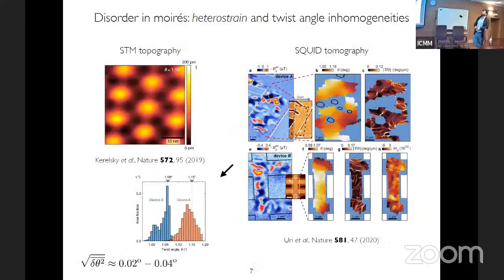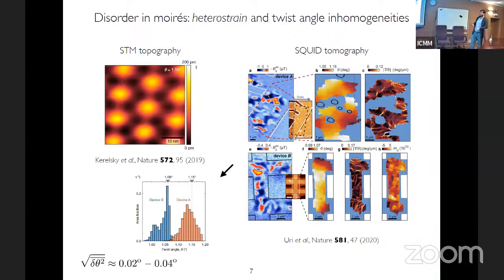And the reason for that is that the devices don't look like the simplified picture I showed at the very beginning. This is actually how they look. This is an STM topographic image, the left-hand side figure on the top, of one of these devices, taken by students of the group of Abhay Pasupathy at Columbia. You can see the moiré pattern, but it is different from the smooth moiré pattern that I showed before.